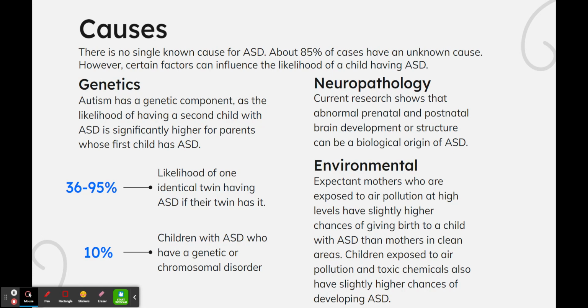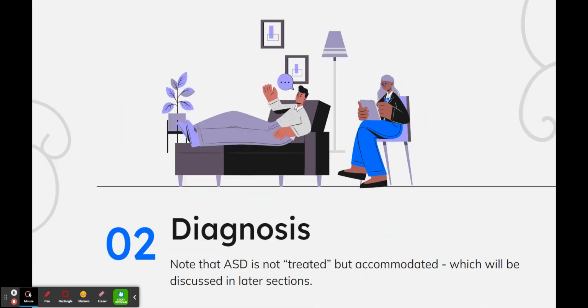Neuropathology, current research shows that abnormal prenatal and postnatal brain development and structure can be an origin. However, there is no one abnormality that is the sole cause of autism. And then environmental factors. Expectant mothers who are exposed to higher levels of air pollution are more likely to give birth to a child with autism spectrum disorder than mothers who are in cleaner settings. And children who spend their developmental years in these toxic environments and around toxic chemicals are also more likely to show characteristics of autism spectrum disorder than peers who do not.